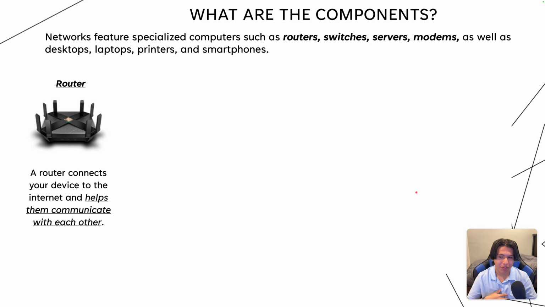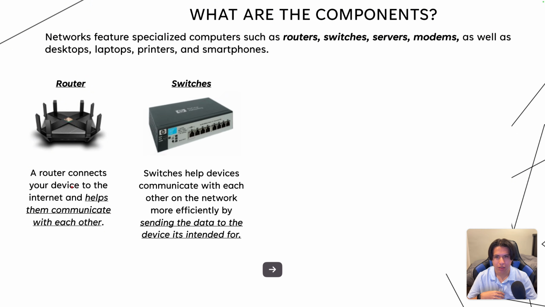A router connects your device to the internet and helps them communicate with each other. Switches. Switches help devices communicate with each other on the network more efficiently by sending the data to the device it is intended for. It's done through these little ports right here.